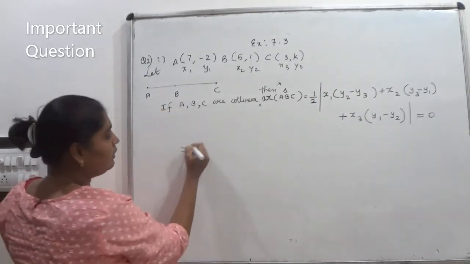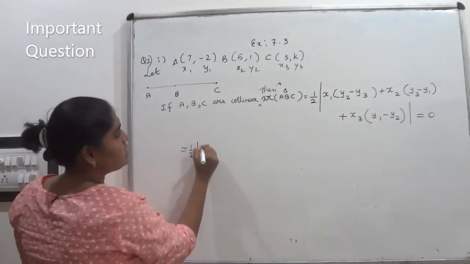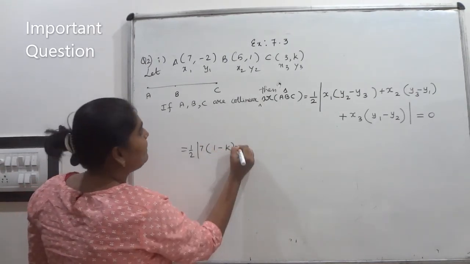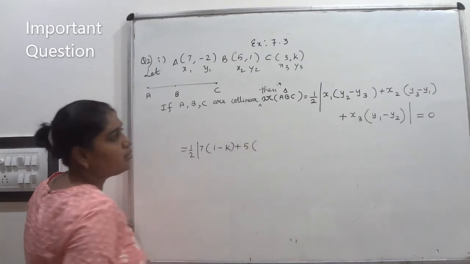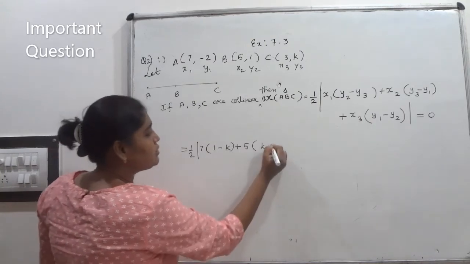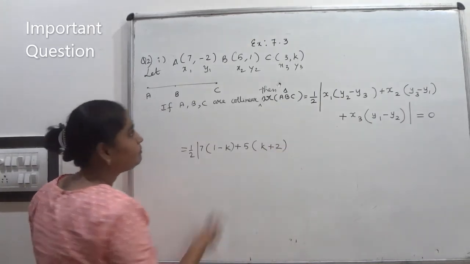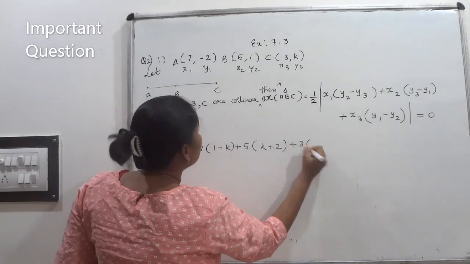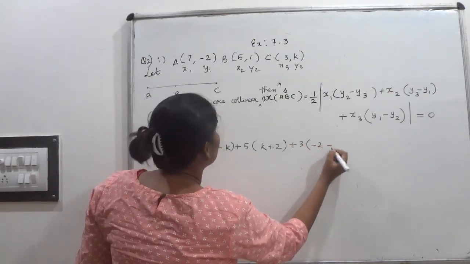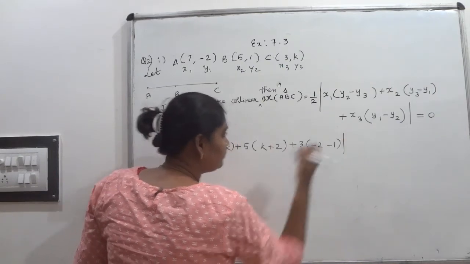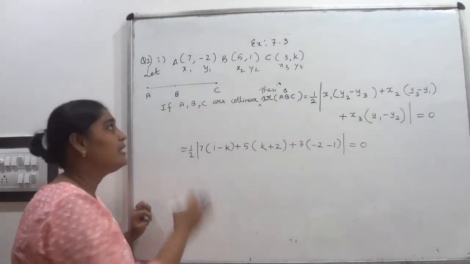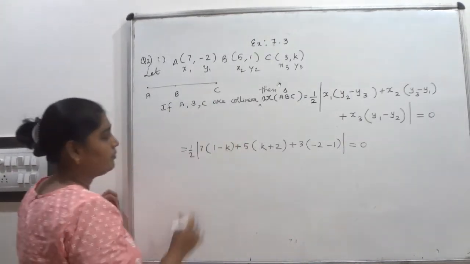So we can write half into x1 that is 7, into (y2 minus y3) that is (1 minus k), plus x2 is 5 into (y3 minus y1) that is k minus of minus 2, it will give you plus 2, plus x3 that is 3 into (y1 minus y2), that is y1 is minus 2 minus y2 is 1, equal to 0, because the area of the triangle is 0 when these 3 points are collinear.